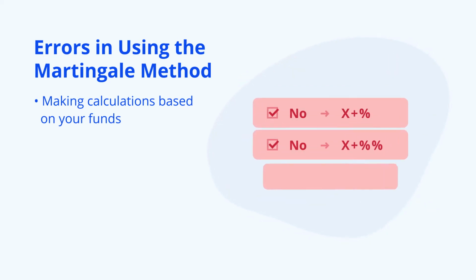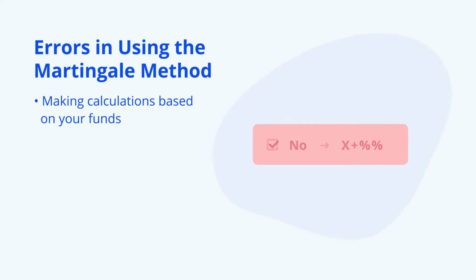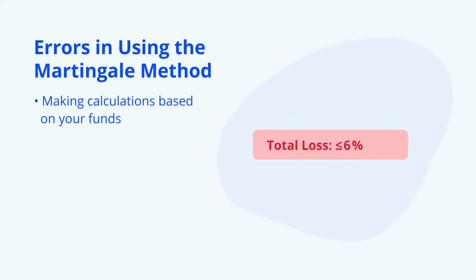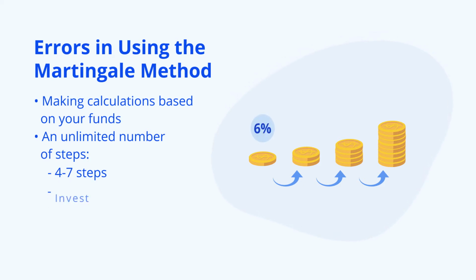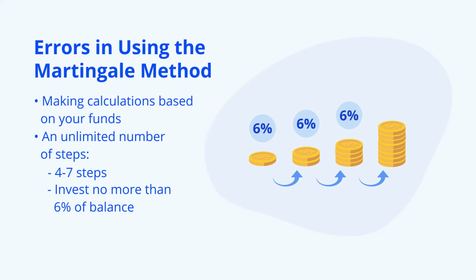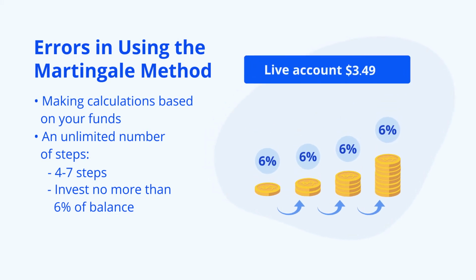Even if trades at each step close in the red, you should lose no more than 6% of your total balance. Choose a fixed number of steps. The method traditionally uses 4 to 7 steps. You can choose your own number. The main thing is that the trade amount at each step should not exceed 6% of the total balance. Meaning, if your balance is $100, 6% is $6. Therefore, $6 should be the maximum amount you invest on a single step.